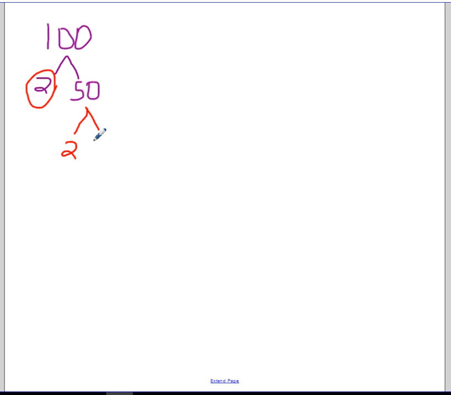And half of 50 would be 25. And again, our 2 is prime, but our 25 is not, so we need to break down 25. And since 25 ends in a 5, I know it can be divisible by 5, and 25 is 5 times 5. And those are both prime numbers.